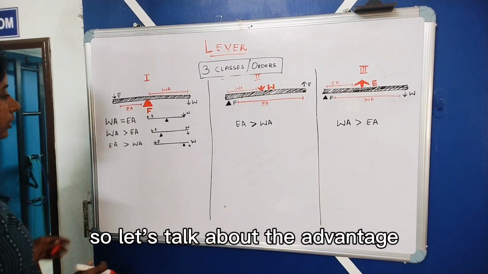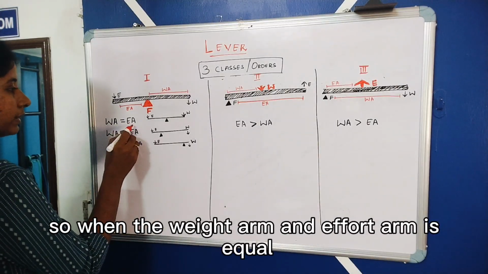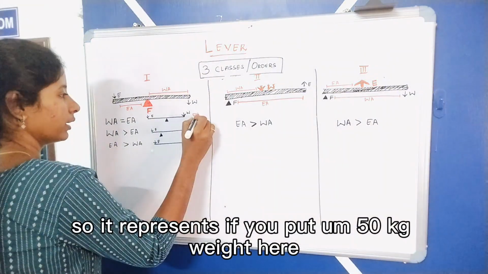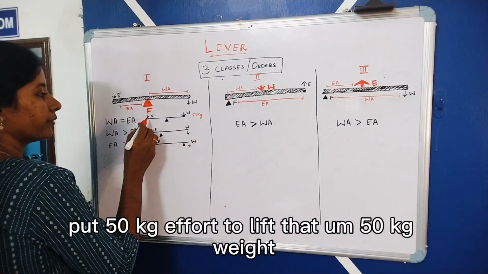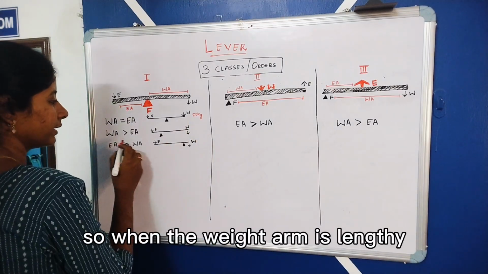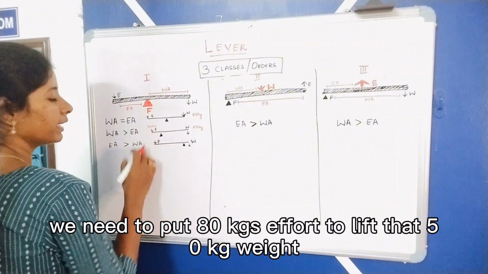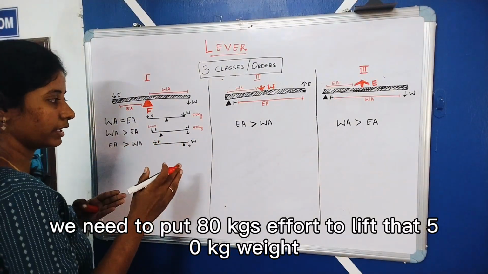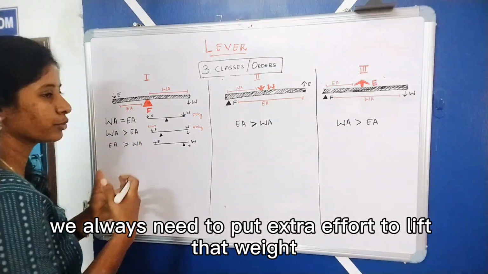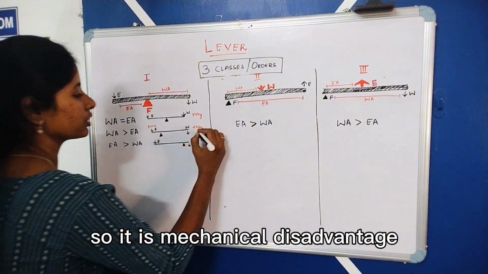Let's talk about the advantages and disadvantages of levers. When the weight arm and effort arm are equal, if we put 50 kg weight here, we only need to put 50 kg effort to lift that 50 kg weight. When the weight arm is lengthier, if we put 50 kg weight here, we need to put 80 kg effort to lift that 50 kg weight. When the weight arm is greater compared to the effort arm, we always need to put extra effort to lift that weight. So it is a mechanical disadvantage.